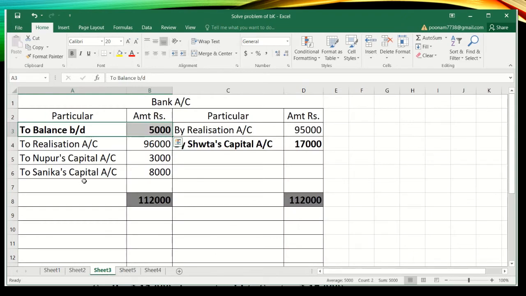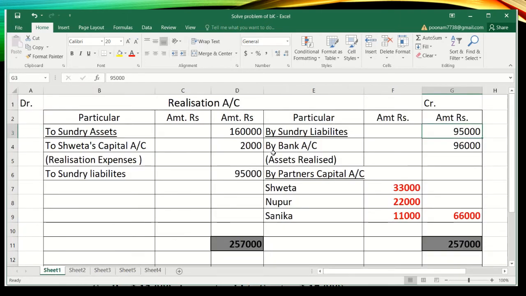So here is the bank account. On the bank account debit side I have written 96,000, and on the realization account credit side I will write by bank account 96,000, and in brackets I will write asset realized.